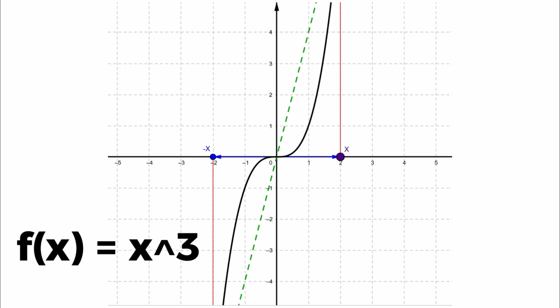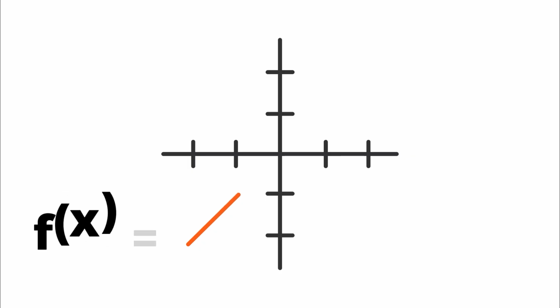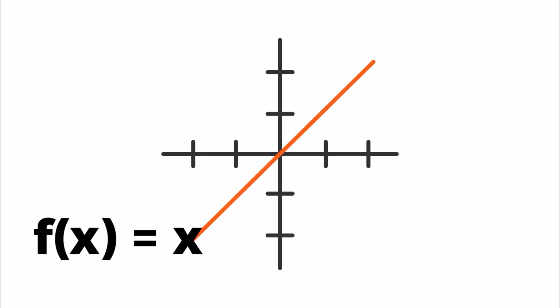Its graph is increasing, and you can see that the first quadrant is like a mirror image of the third quadrant. If you rotate it 180 degrees around the origin, it falls exactly on itself. Now look at another simple odd function. F of x is equal to x. This is a straight line passing through the origin at a 45-degree angle. You can see that the first and third quadrants are symmetric, so this is also an odd function. So the graph of an odd function has symmetry about the origin.